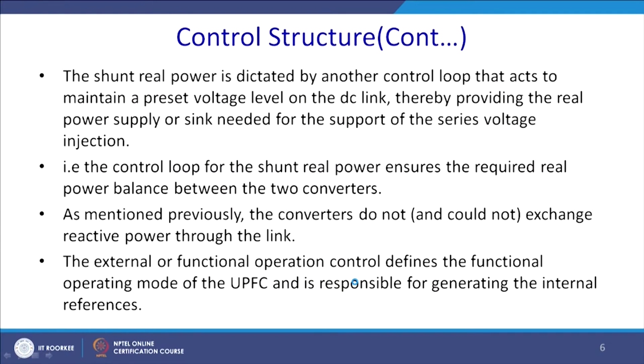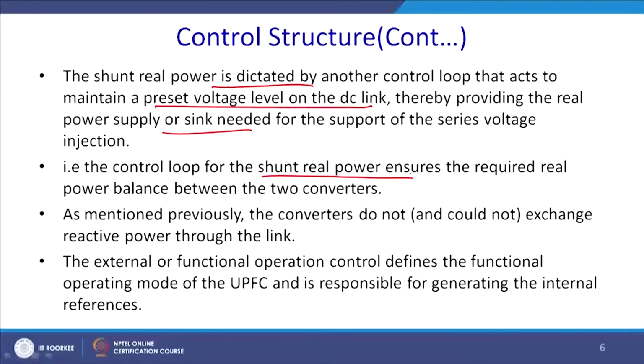So, what else? The shunt real power is dictated by another control loop that acts to maintain a preset voltage level of the DC link, thereby providing the real power supply or the sink needed to support the series voltage injection. So, we have another loop. That means the control loop for the shunt real power ensures the required real power balance between the two converters.